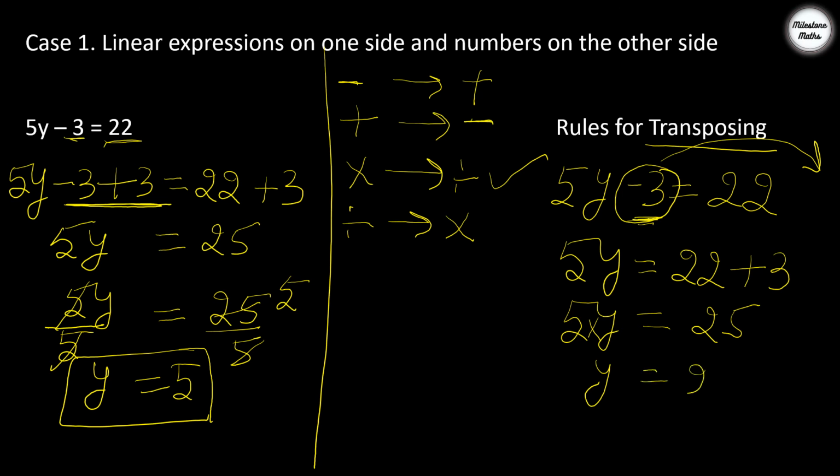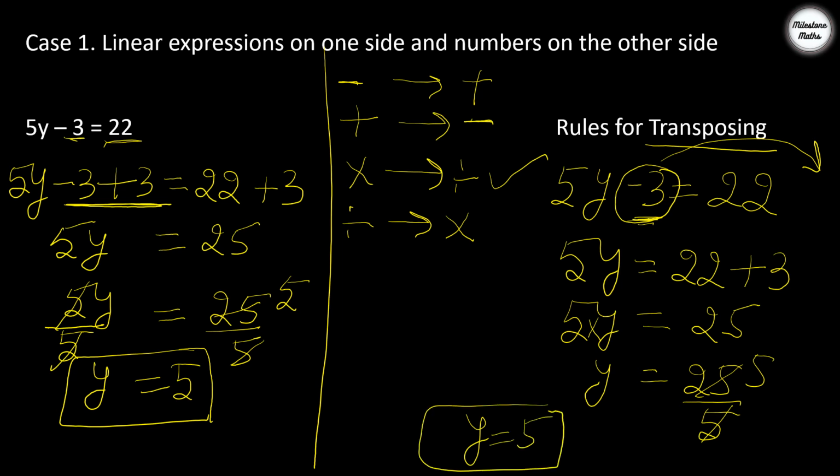So this 5 will be divided on the other side. If you reduce, you will get the value of 5. You can use either method; both ways the value of y will be the same. Okay, so this is the transposing method and this is called the elimination method.